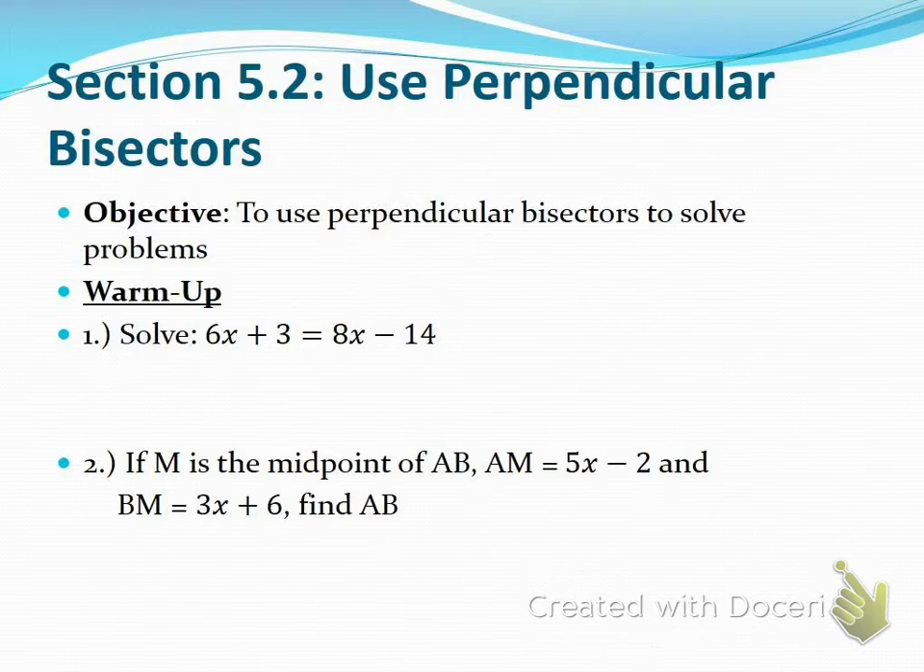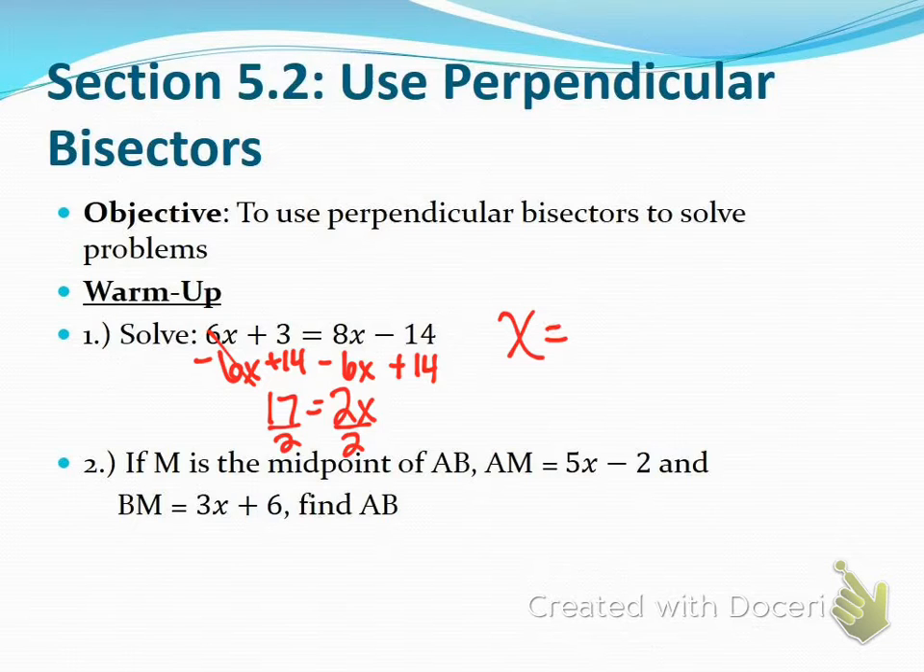All right, first warm up. How do we solve that equation? Taylor? Sure. What else did you do? Okay, we'll go ahead and do that all at once. What does that leave me with? 17 equals what? 2x. Last step? Divide by 2.